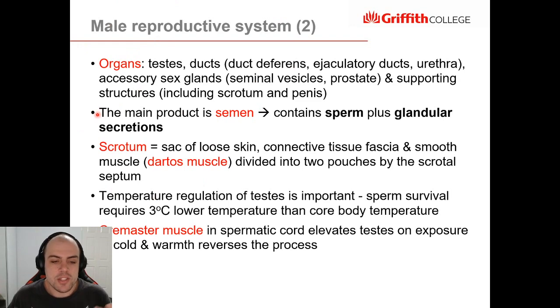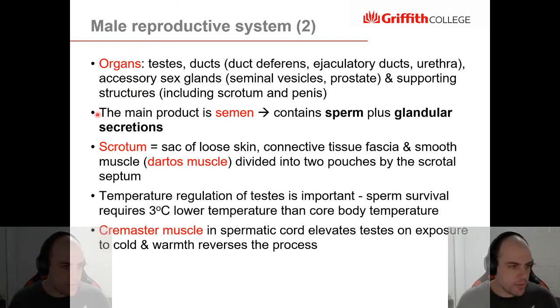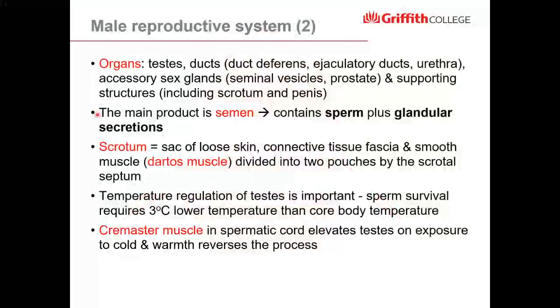Okay, so this is what I was essentially talking about and explaining just before. Now, we have the testes. And these are the primary sex organs, as I said before. Now, the primary purpose that we have with the male reproductive system is the production and delivery of semen. Now, what we need to be very aware of here, guys, is the difference between sperm and semen, because they are not the same thing.